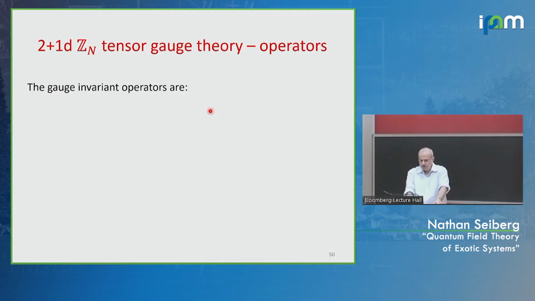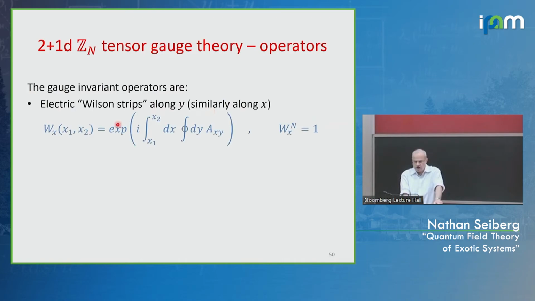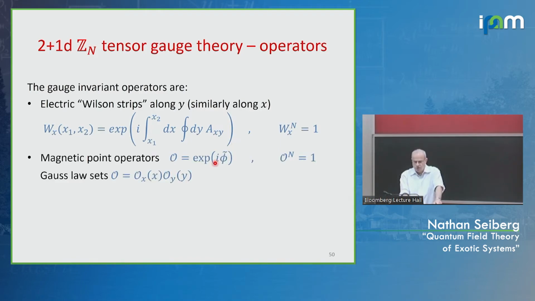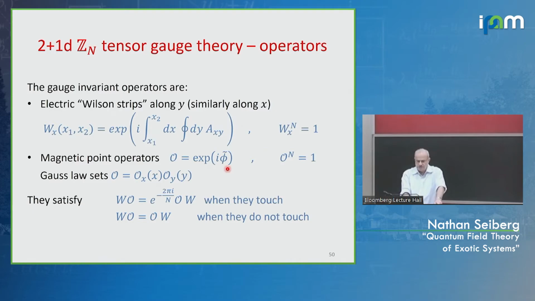Similarly, we have operators. The operators are again Wilson strips. I'm rushing very fast, just flashing it to tease you and show you that there's more that can be done here. They are Wilson strips, and they are point-like operators, and they satisfy a peculiar algebra. They either commute or satisfy a Heisenberg algebra, or whatever it's called, a Pauli or shift algebra, when they do not commute.